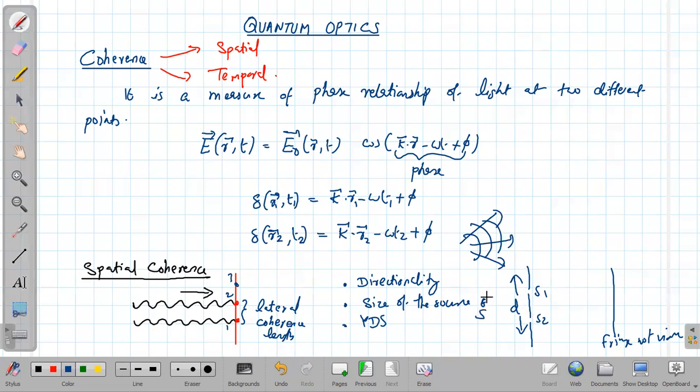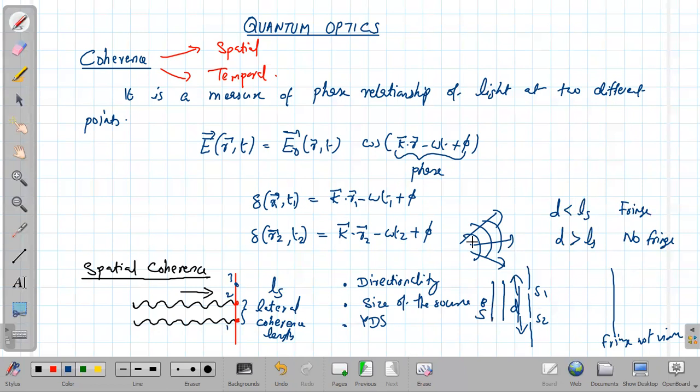So if you have a source here and the light coming from the source, and you have two slits S1 and S2, if S1 and S2 are within the lateral coherence length, you will get a fringe pattern. If the separation between S1 and S2, which we denote by the symbol D, is greater than this lateral coherence length, then you will not get any fringe pattern. So if D is less than LS, we'll get fringes. If D is greater than LS, then no fringes are possible. Okay, so that's the idea about spatial coherence.